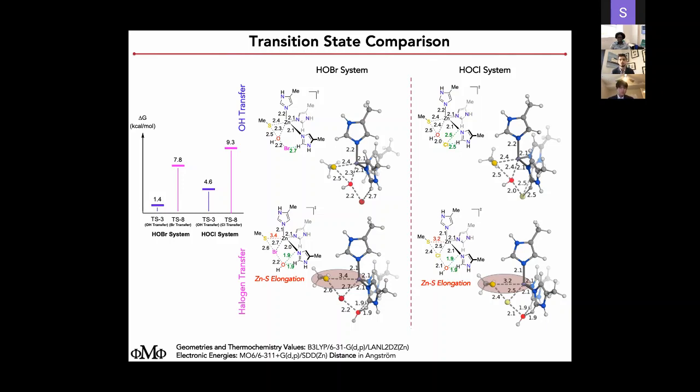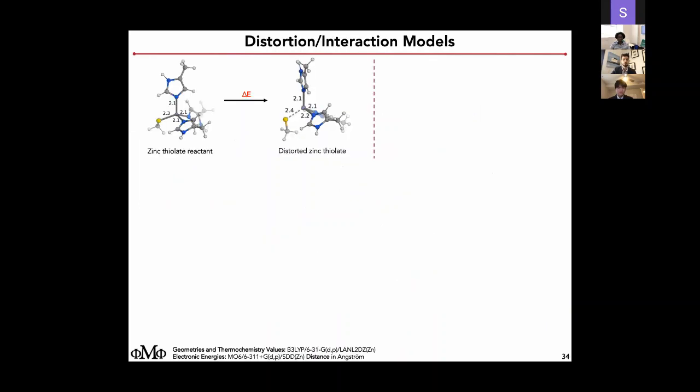So now, to uncover the origins for this chemoselectivity, I wanted to further explore where the components of these energy barriers are coming from in the transition state complexes. And there's a certain technique for understanding the features of the transition states. This is known as distortion interaction models.